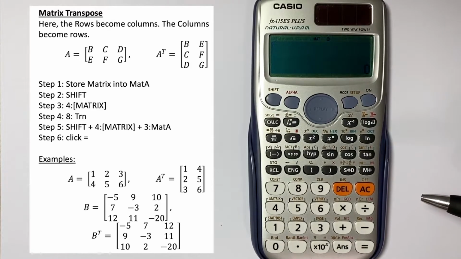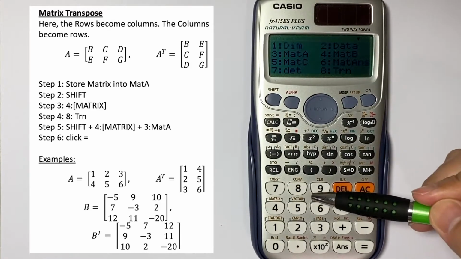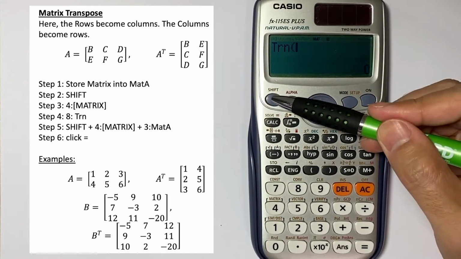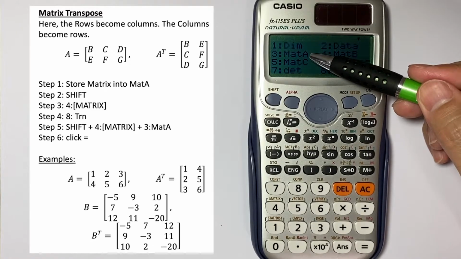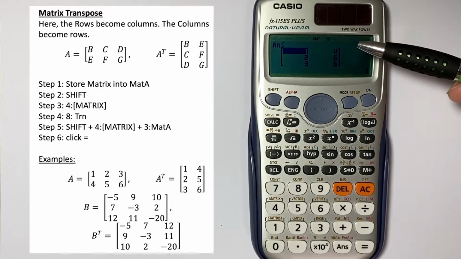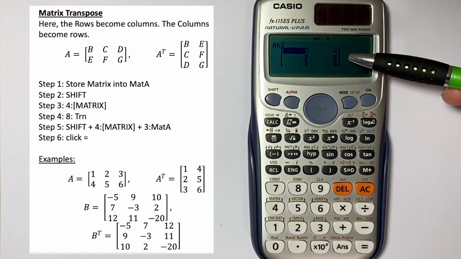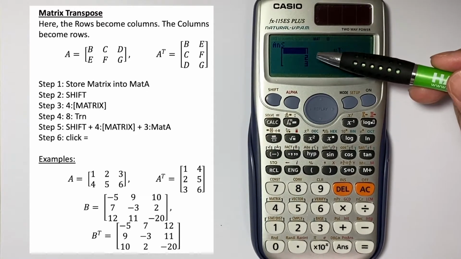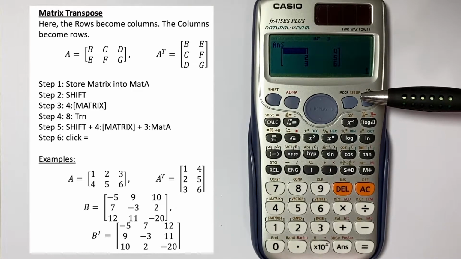Save it, and then we go to Shift matrix, select number 8, transpose, and then Shift 4 matrix. Since we put it in matrix A, number 3, click that, and here you can see that it becomes a matrix of 3 rows and 2 columns, and 1, 2, 3 is on column 1, and 4, 5, 6 is on column 2.